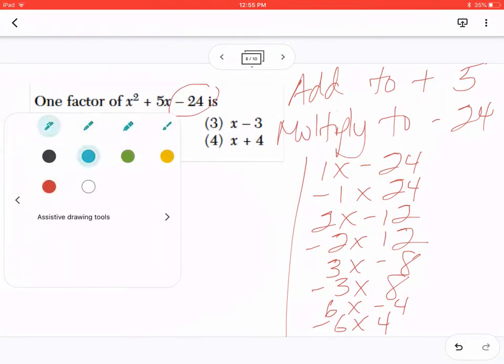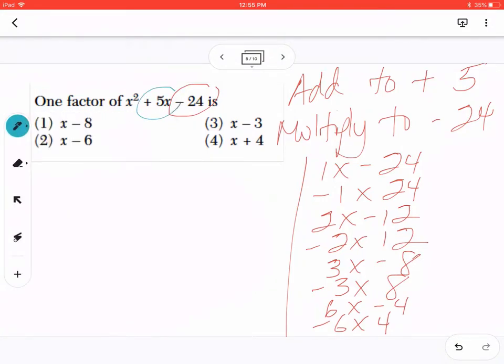I'm going to use another color to demonstrate that. So now we need to think about which of these pairs of numbers is going to help us to add to be that blue middle term, which is a 5. These are not going to add to be a 5. These aren't, these aren't, these aren't. 3 minus 8 is a negative 5, so that's not going to work. Negative 3 plus 8 is a 5, which is the same as 8 minus 3. So this is the pair that we're going to go for, and these are not going to work.